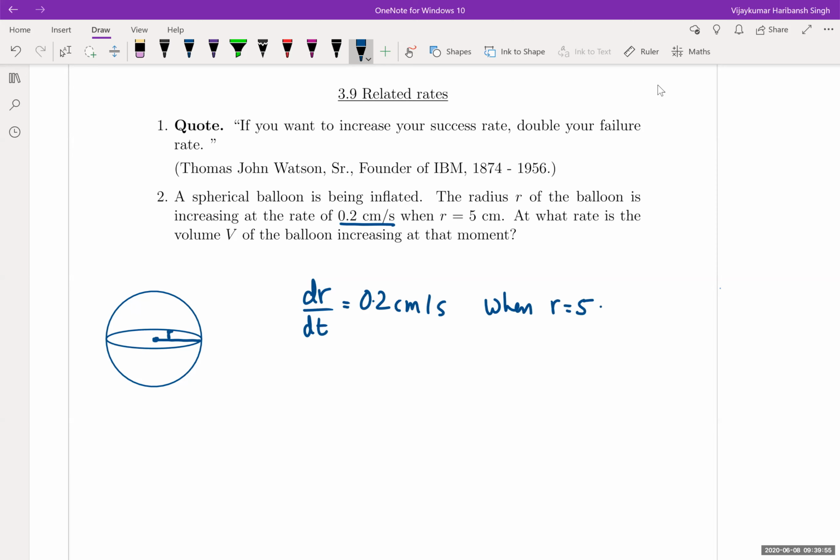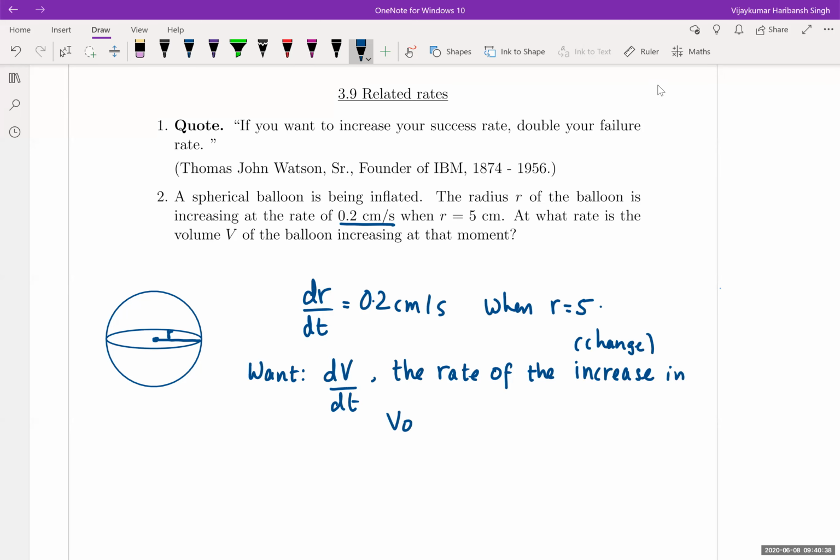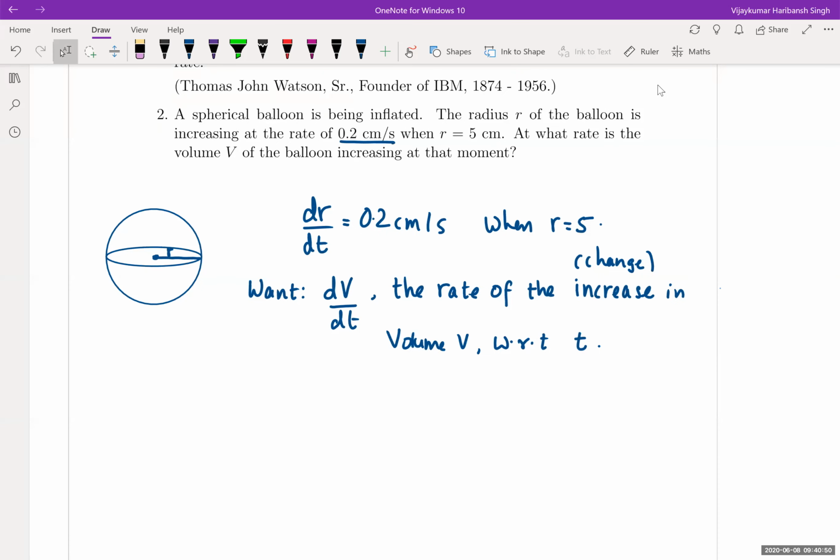And then the question is, what do we want? We want dv. At what rate is the volume of the balloon increasing at that moment? So we want dv by dt, the rate of increase in the volume, or change really, because here the volume is increasing, but rate of change in general, of the volume V with respect to time. So first we need to make a connection between V and R.